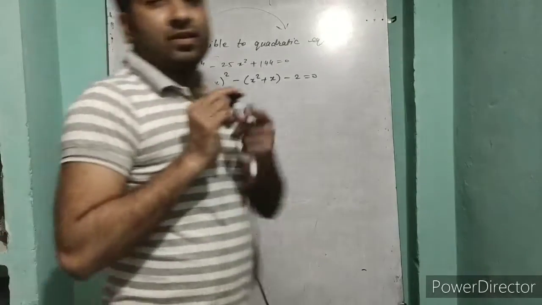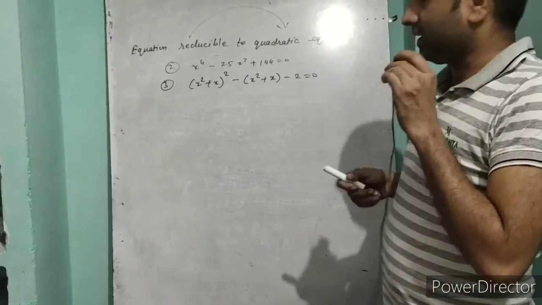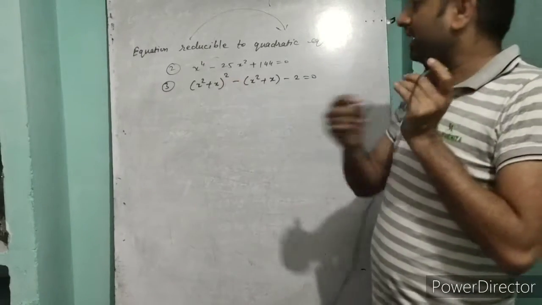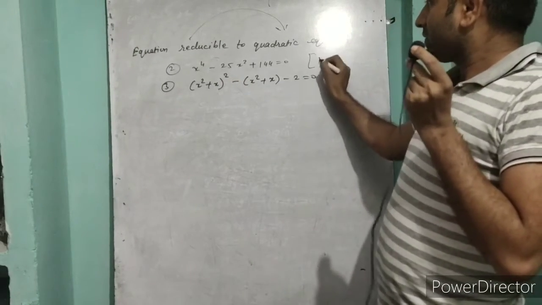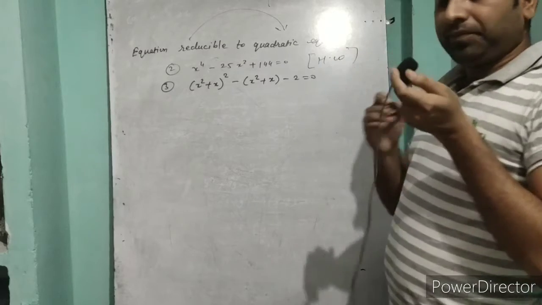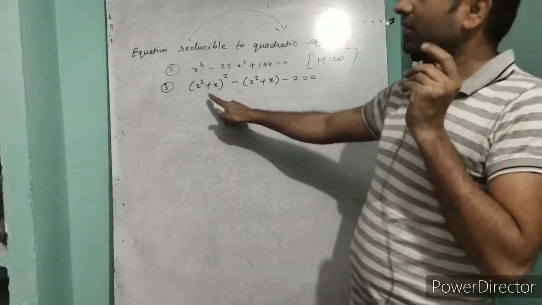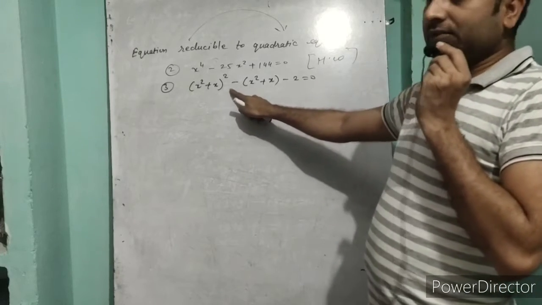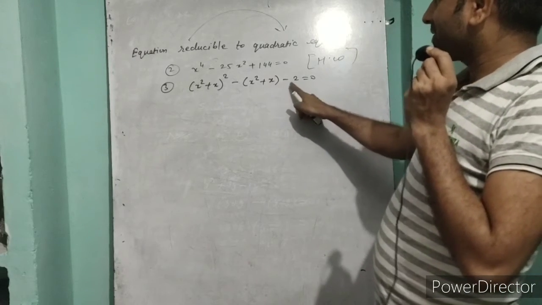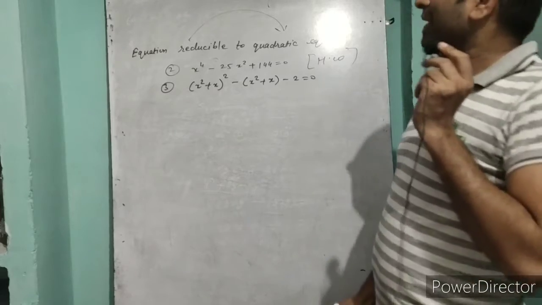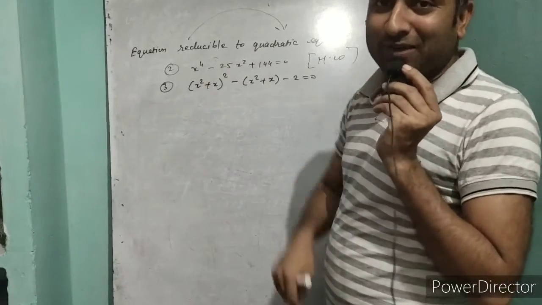So now students, I have another question. It's question number 2. It is your homework. You have to solve it at home. It is just like question number 1. The third is: (x square plus x) to the whole square minus (x square plus x) minus 2 is equal to 0. Can you tell me, it's also a biquadratic equation.